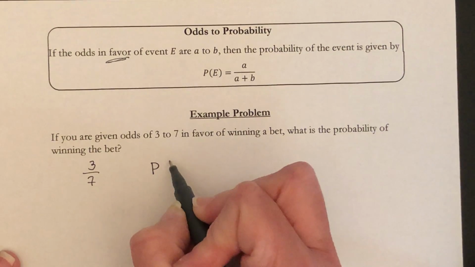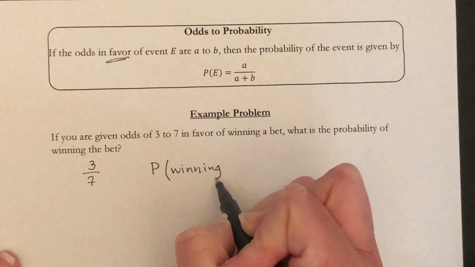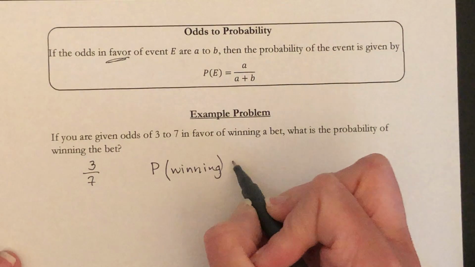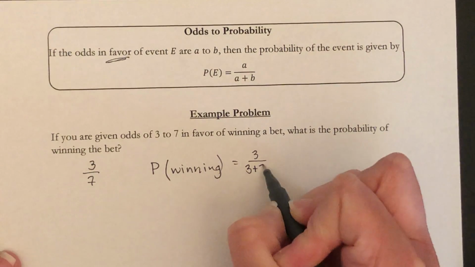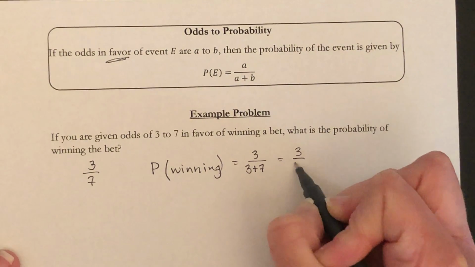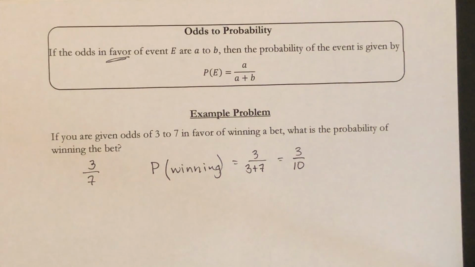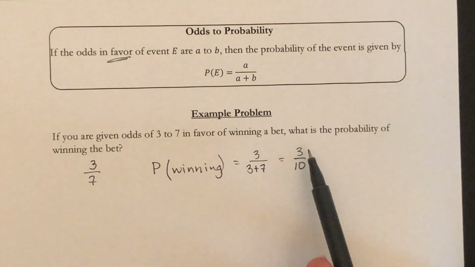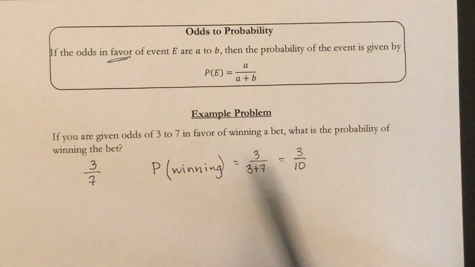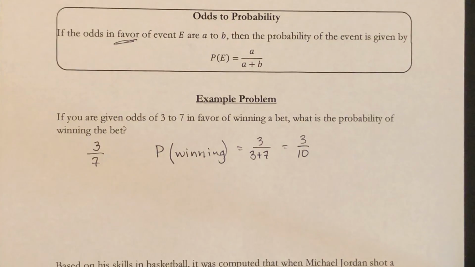Well, the probability of winning, using this formula, you take the 3 over 3 plus 7, which would be 3 over 10. So the probability of winning that bet is 3 to 10. Now, if you think about it, you have 3 ways to win, and if you had 10 possibilities, that would leave 7 ways to lose. So all we're doing is just that little bit of arithmetic, and it's not too bad.